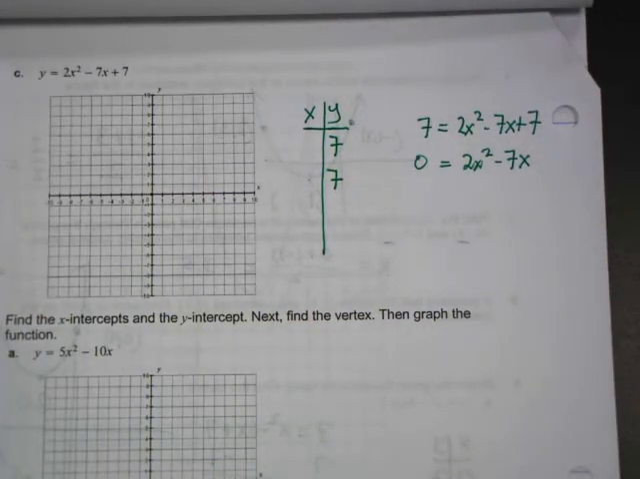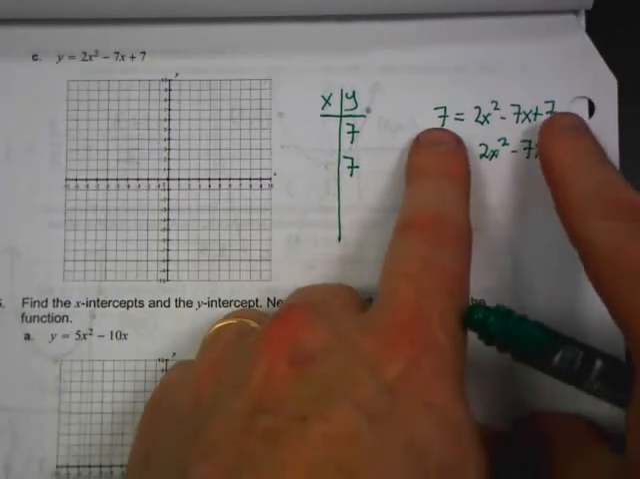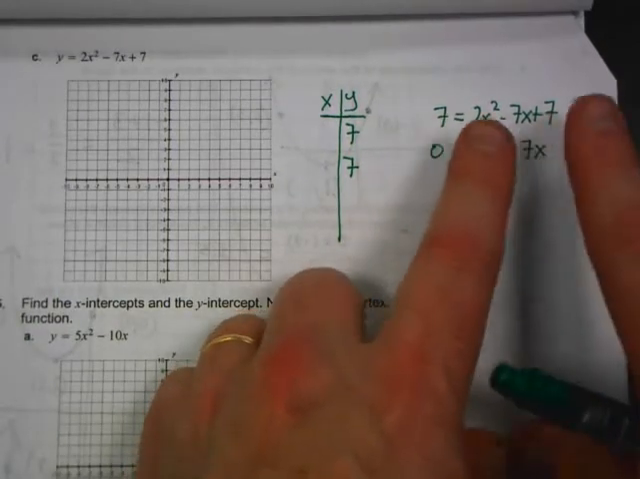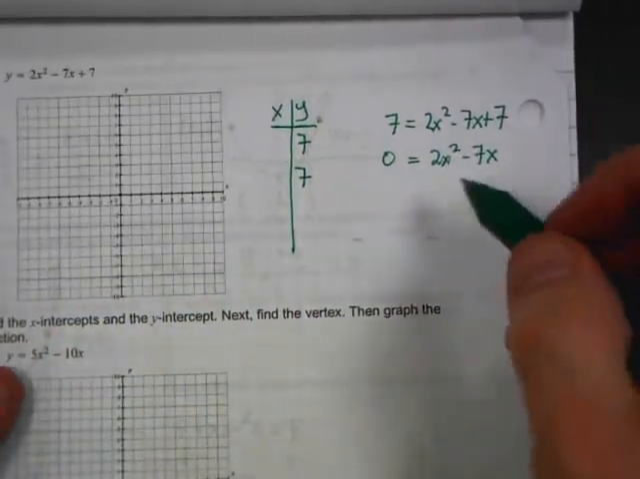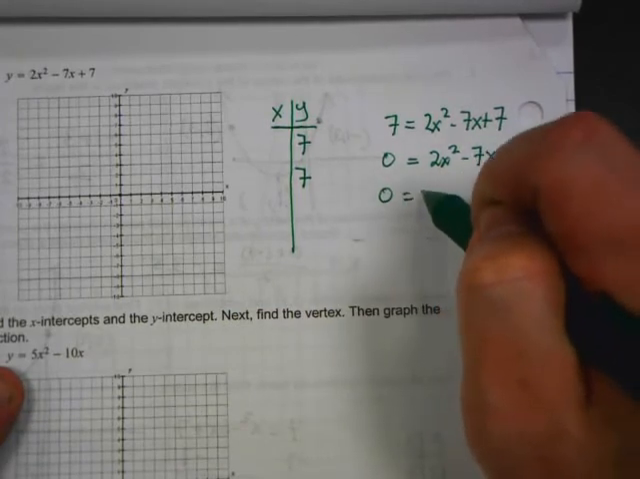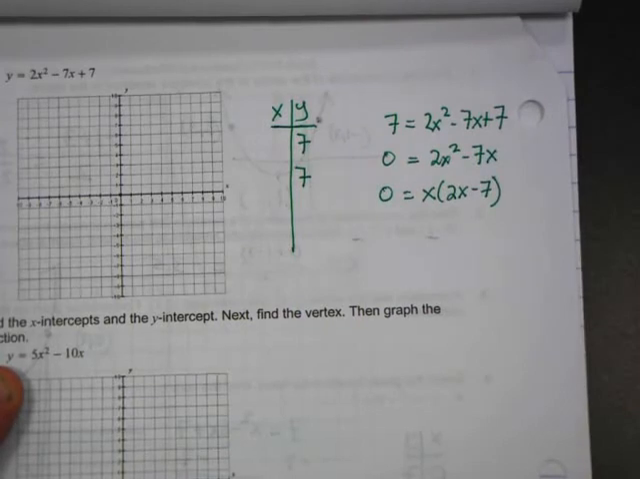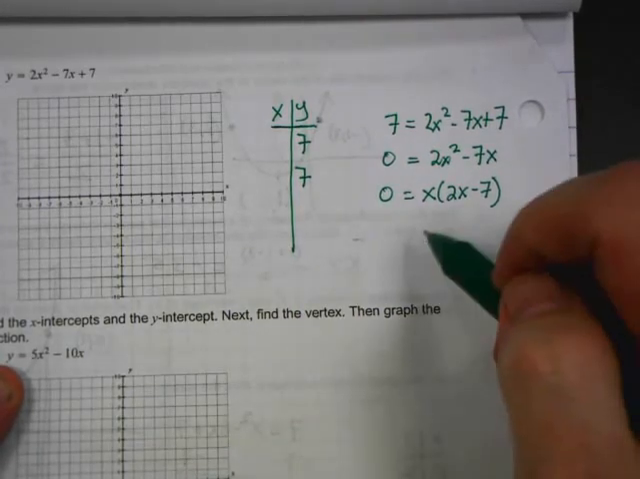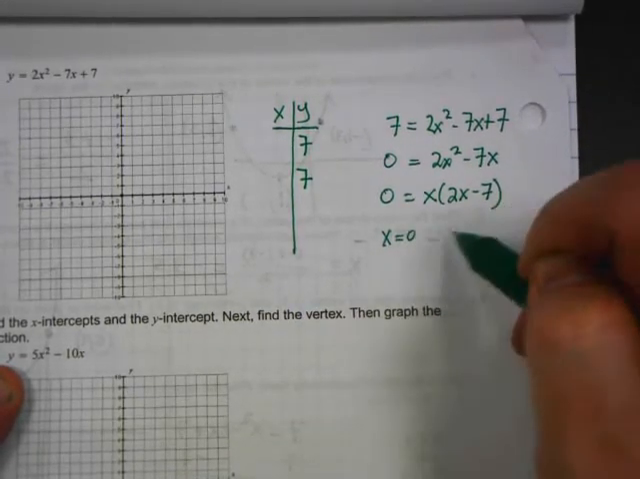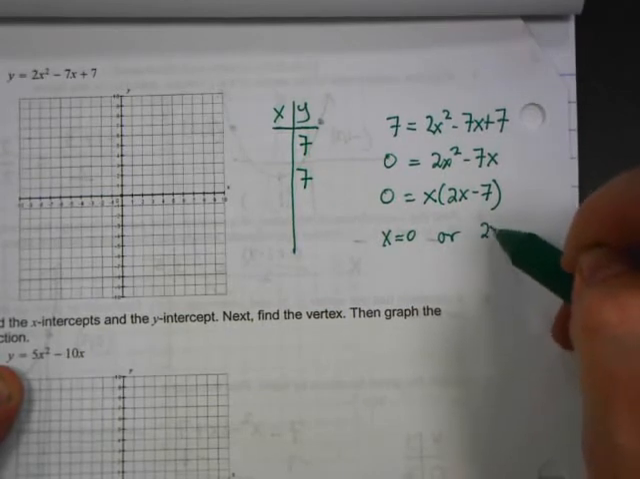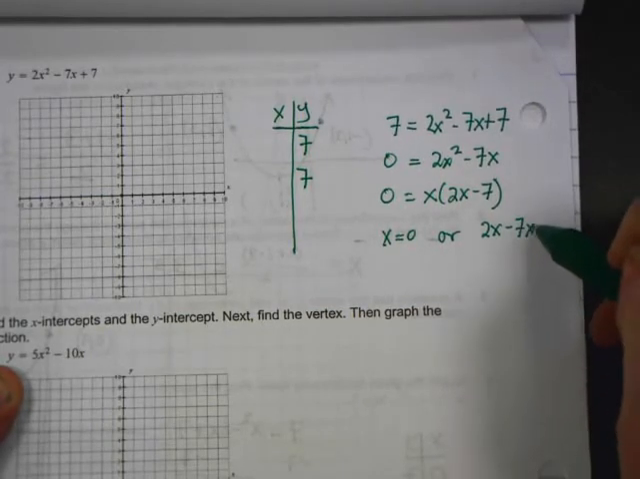Can you factor that? Take an x out. You can always take an x out. And that's why we use the exact same number, so they always cancel out. So you will always be able to factor. You will always be able to take out at least an x. x times 2x minus 7. x equals 0, or 2x minus 7 is 0?